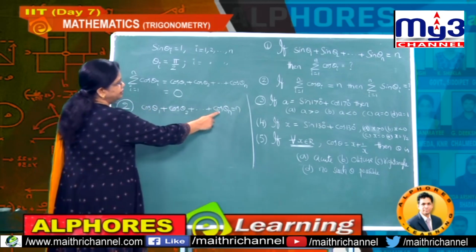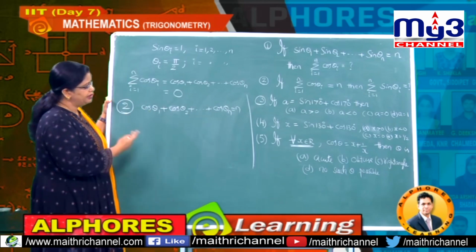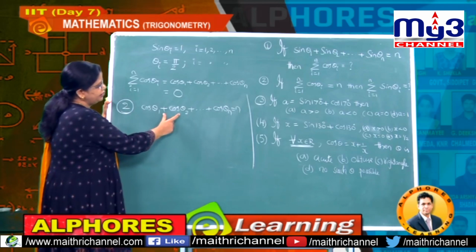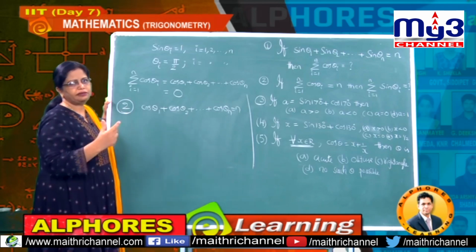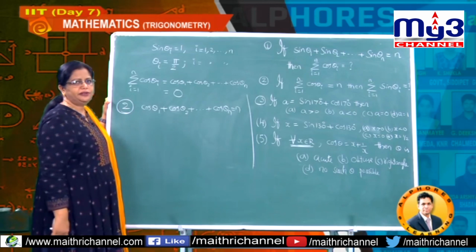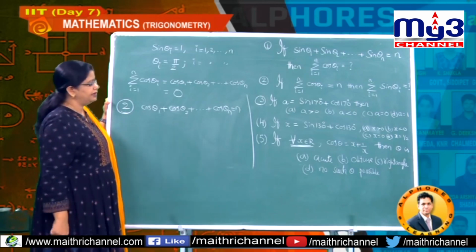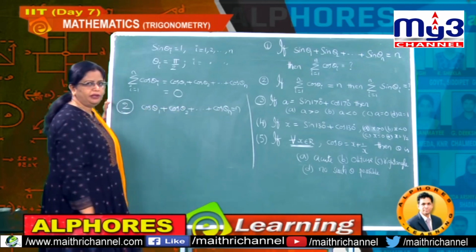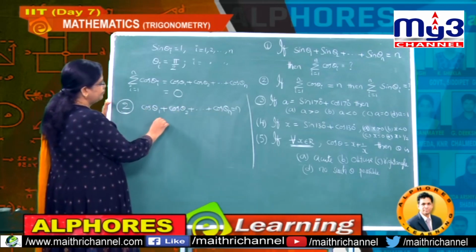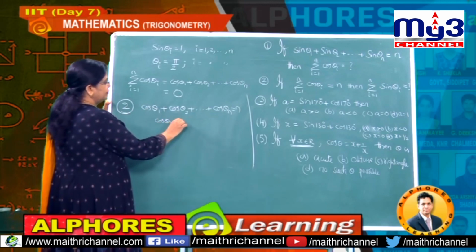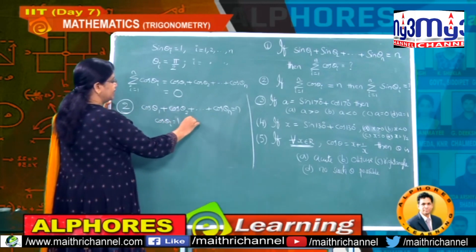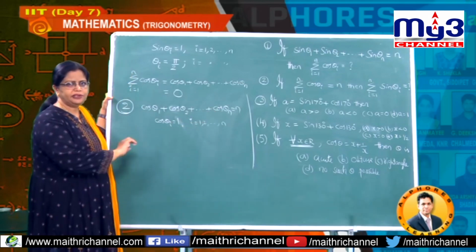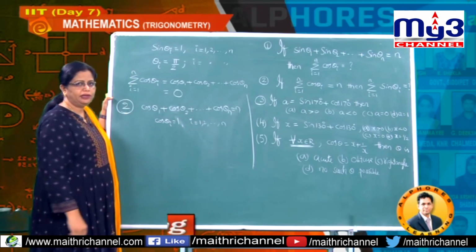Each must be equal to 1 only, because sine lies between -1 and 1, and we have observed cos is also between -1 and +1. However, when you substitute the largest value, what we are going to find here is that each value equals 1. So cos theta I equals 1 for all I values. What are the I values here? 1 to n. For all I values 1 to n, cos theta I equals 1.